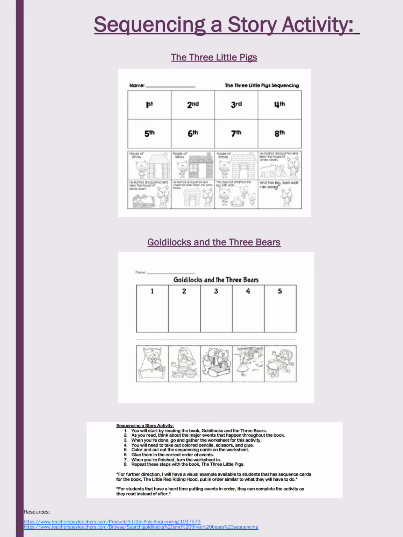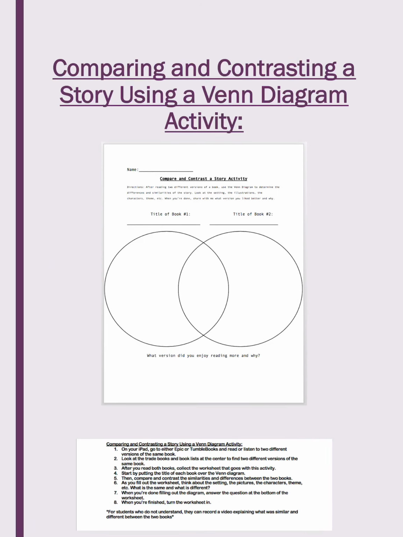Another activity in the center that includes a technology component is what you saw before that I was on, and that is the comparing and contrasting a story using Venn diagram activity. So with this activity, students are going to use their iPads to read two different versions of the same book. They can pick books from the book list that I provided to them at their center, and they will have to go on either Epic or Tumble books, preferably Tumble books because they'll be more familiar with that, and either read or listen to the two books.